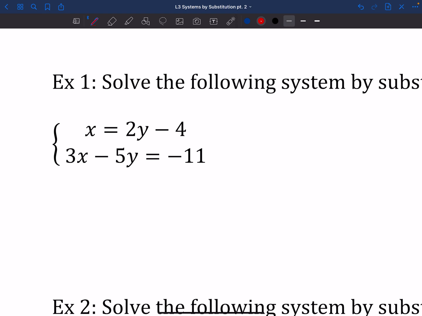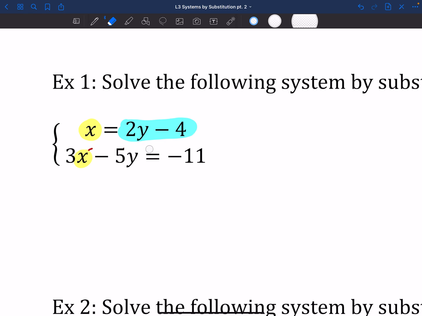Last time we talked about how y is equal to this and y equals this, so they equal each other. It's going to be a little similar to that. If I know that x is equal to 2y minus 4, what I know is that the other equation has an x. It's 3x minus 5y equals negative 11. So we're going to take all this stuff, 2y minus 4, and since that's equal to x, we're going to literally just smush it right in for that x.